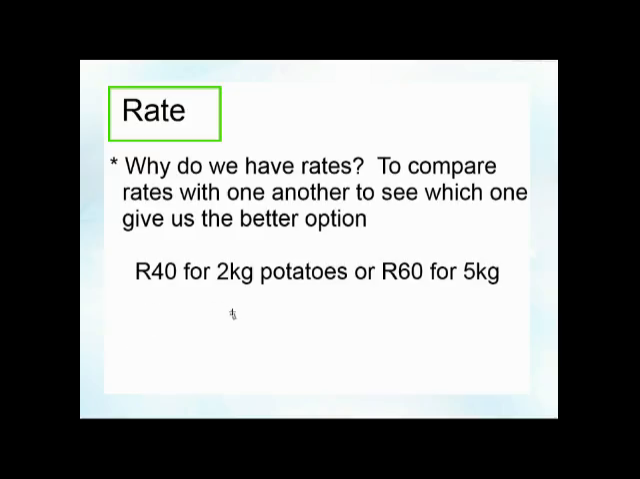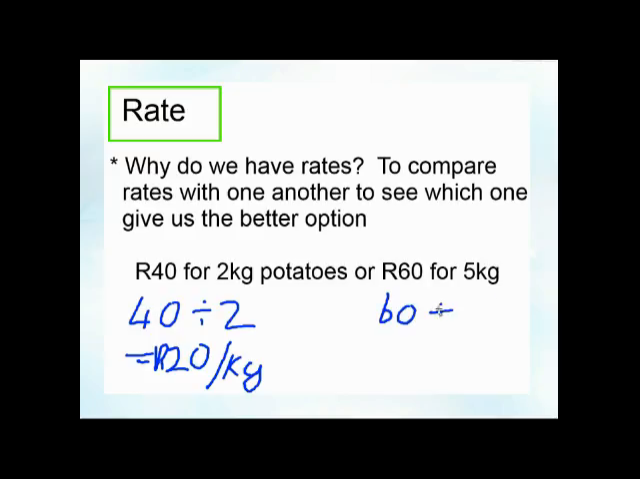So let's try and do an example. Let's say at two different stores we can buy potatoes. At the one store it costs 40 rand for 2 kilograms of potatoes. So let's work out the rate for that because we need 1 unit. So we would say 40 divided by 2, and that gives us 20 rand per kilogram of potatoes. Okay, and at store B it costs 60 rand for 5 kilograms. So we would say 60 divided by 5 gives us 12 rand per kilogram.